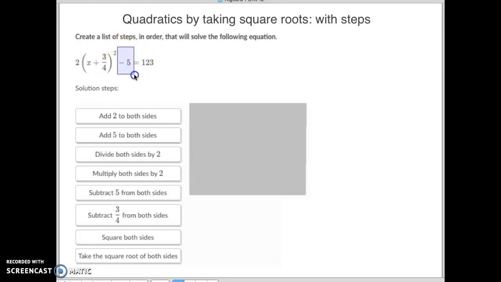Whatever's being added or subtracted on the outside of the parenthesis, you have to get rid of that first if it's there. And in this case, I've picked two problems where it will be there. So you know, you got to do it. So how do you get rid of a -5? That's right. You add 5 to both sides.